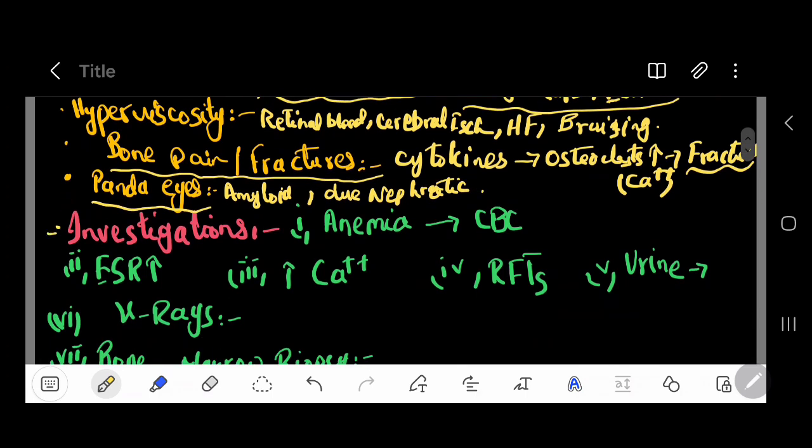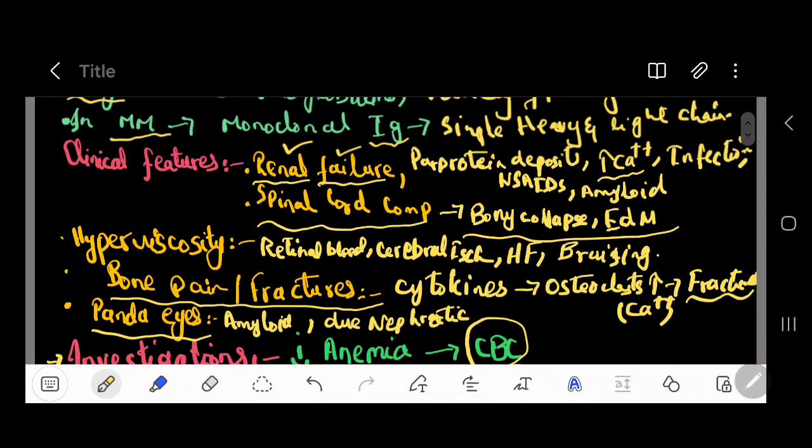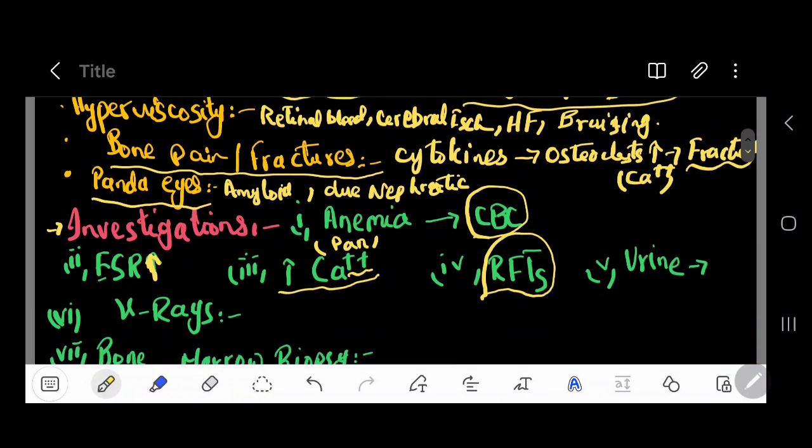Investigations. What investigations will you do in multiple myeloma? First you will do CBC and you will see anemia or pancytopenia. ESR is raised in most cases. Serum calcium is raised, as I have told you that bone fractures lead to increased release of calcium in the blood. RFTs are deranged because of various causes, like I have told you in renal failure: paraprotein deposits, increased serum calcium, infections, NSAIDs used, and amyloid deposition.